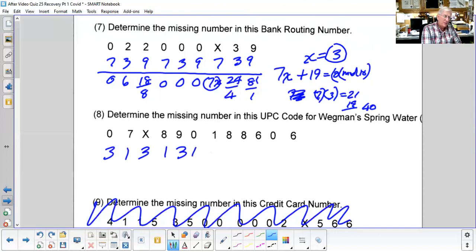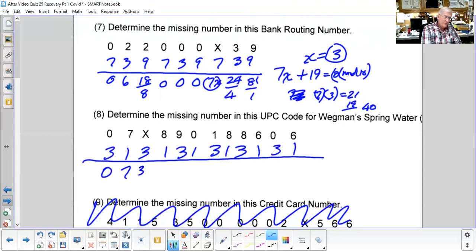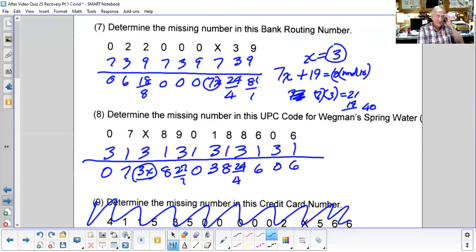313131313131. 0, 7, 3x. I'm going to circle that. 8, 27, which is 7, 0, 3, 8, 24, which is 4, 6, 0, 6.